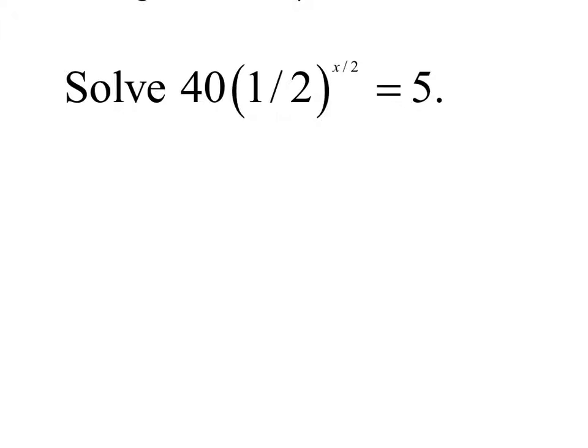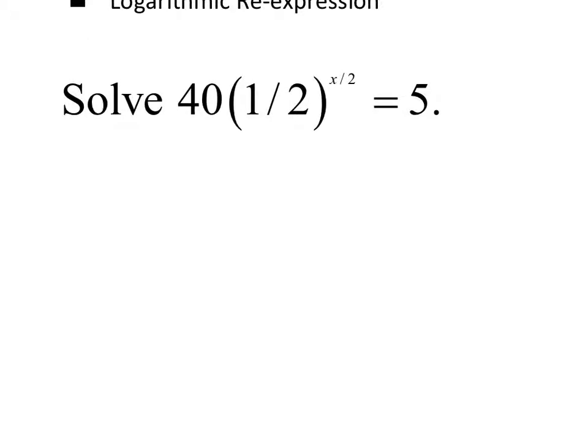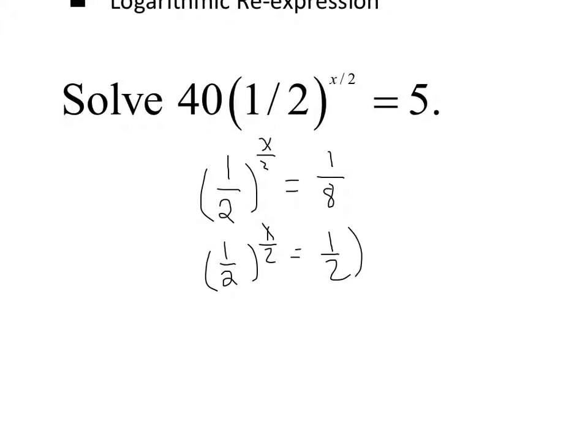Alright, so first thing we have to do is try to solve this. First thing I would do here is divide by 40. So you would get 1/2 to the x divided by 2 equals 1/8. Well, I can say 1/8 is the same thing as 1/2 to the third, because 2 to the third is 8. See, now we have our bases matching each other. So what you do is this: x divided by 2 equals 3. So x equals 6.